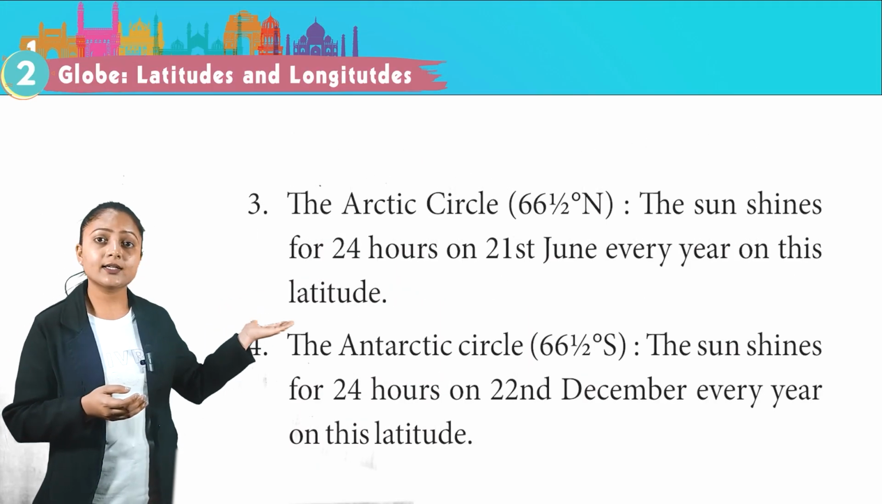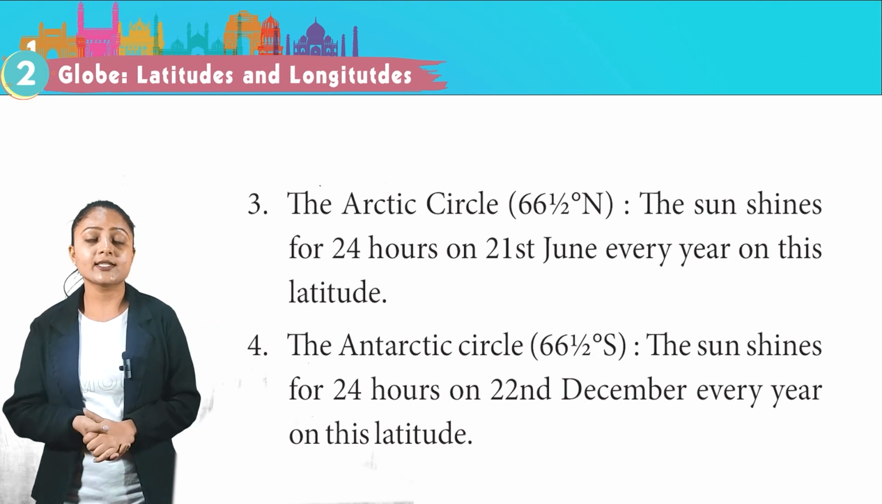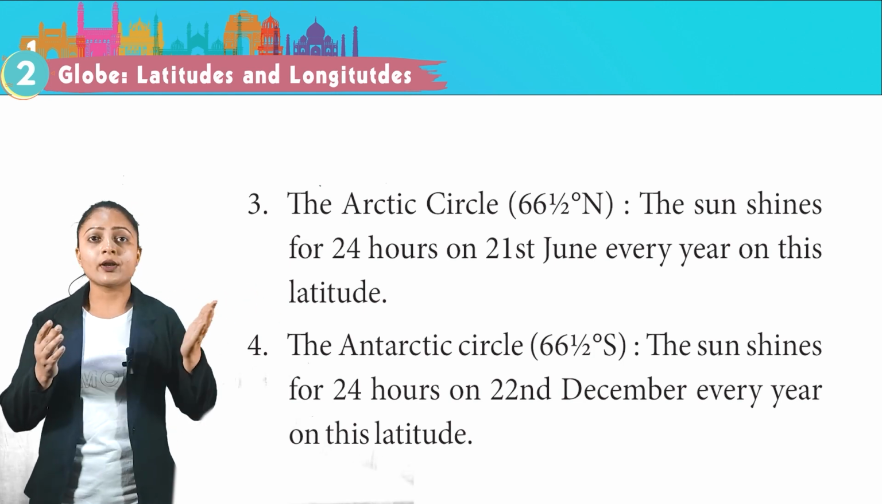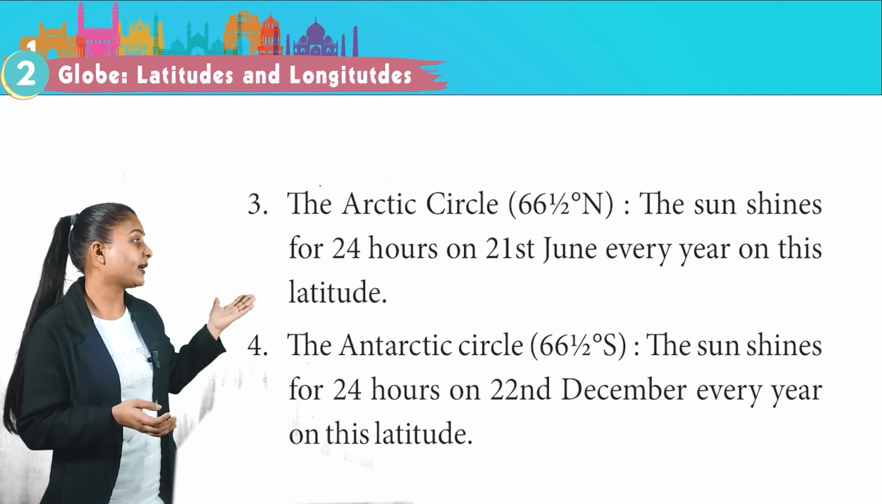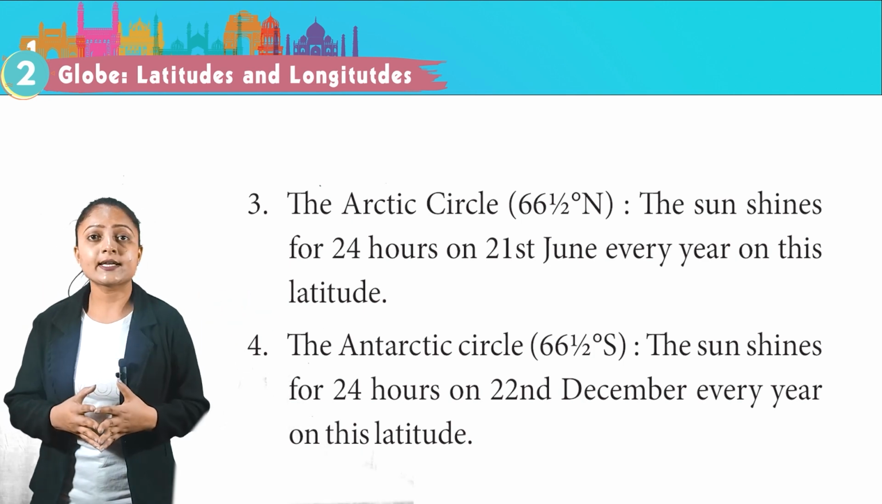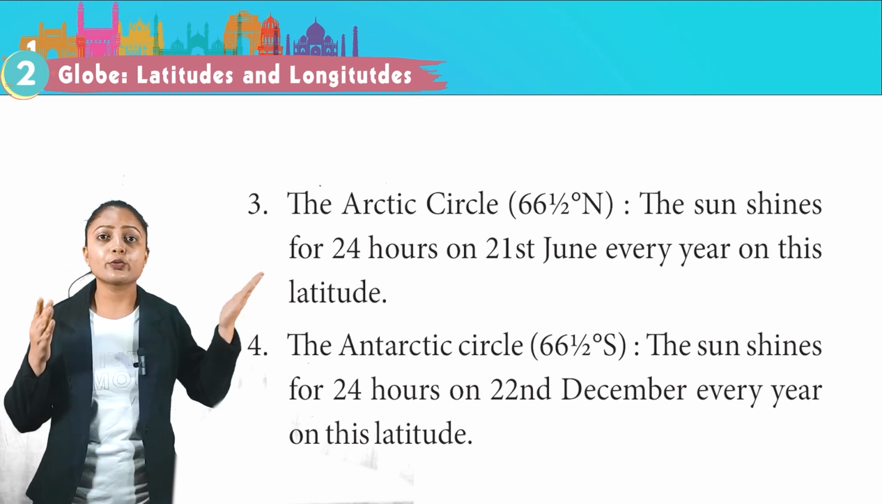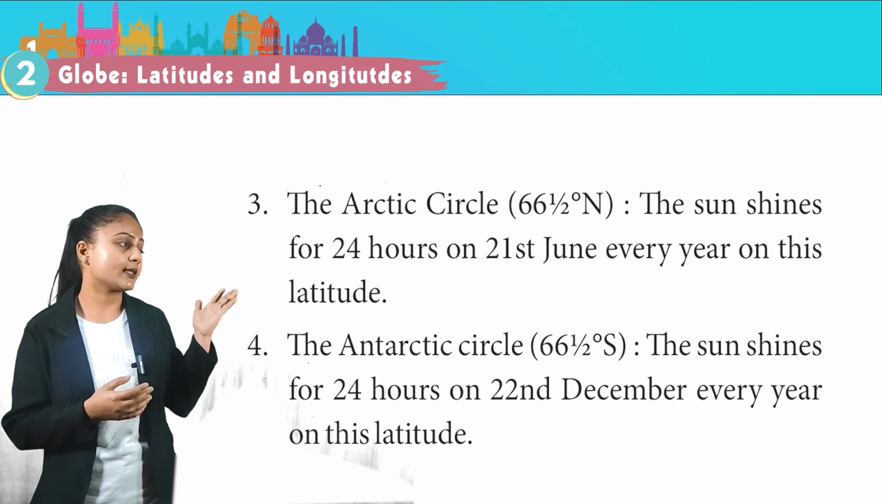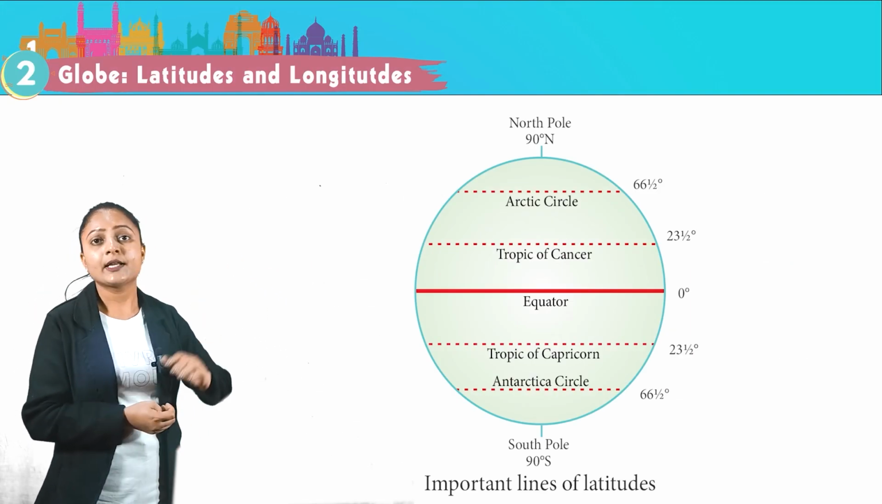The Arctic Circle, 66.5 degrees north. The sun shines for 24 hours on 21st June every year on this latitude. The Antarctic Circle, 66.5 degrees south. The sun shines for 24 hours on 22nd December every year on this latitude. This image is showing important lines of latitude.